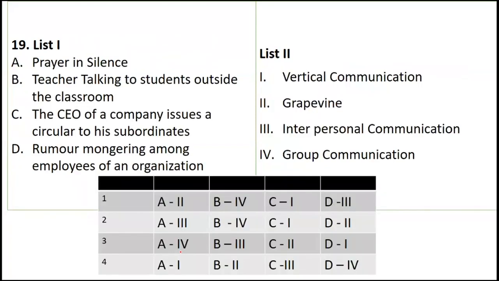Yes. Now, list 1 and list 2. This is a column. List 1 is one column, list 2 is the second column. Basically, it is on the communication unit. They are talking about prayer in silence, a teacher talking to students outside the classroom, the CEO of the company who issues a circular to his subordinates, and rumor mongering among the employees of an organization. Mongering means spreading among the employees. So which of them comes under what, under the following matching pairs?